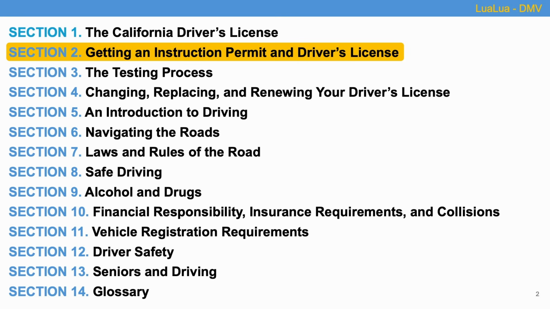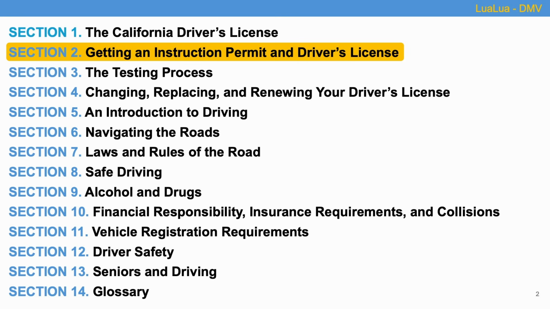Applying for an instruction permit. To apply for a Class C instruction permit, 1. Complete a driver's license and ID card application. 2. Provide your documents. 3. Pay a non-refundable application fee. 4. Pass your knowledge tests. 5. Pass a vision test. For more information, visit dmv.ca.gov/instruction permit for a complete list of application steps and requirements.